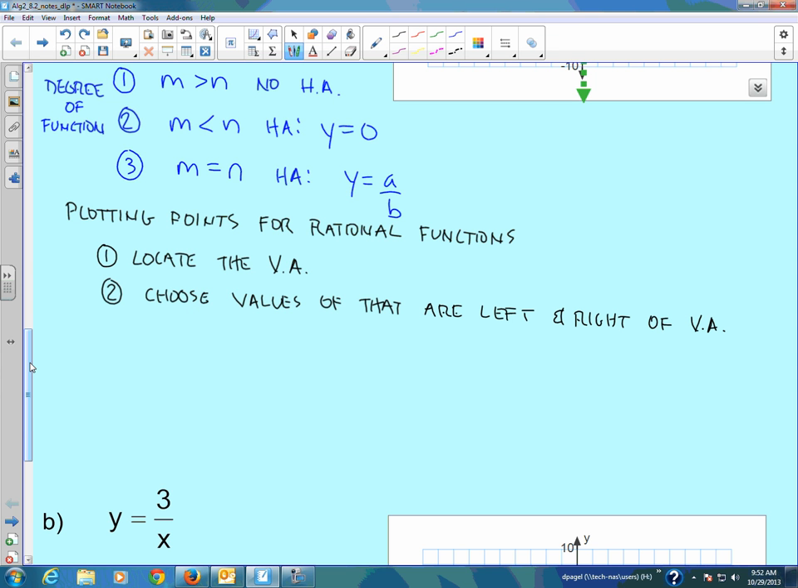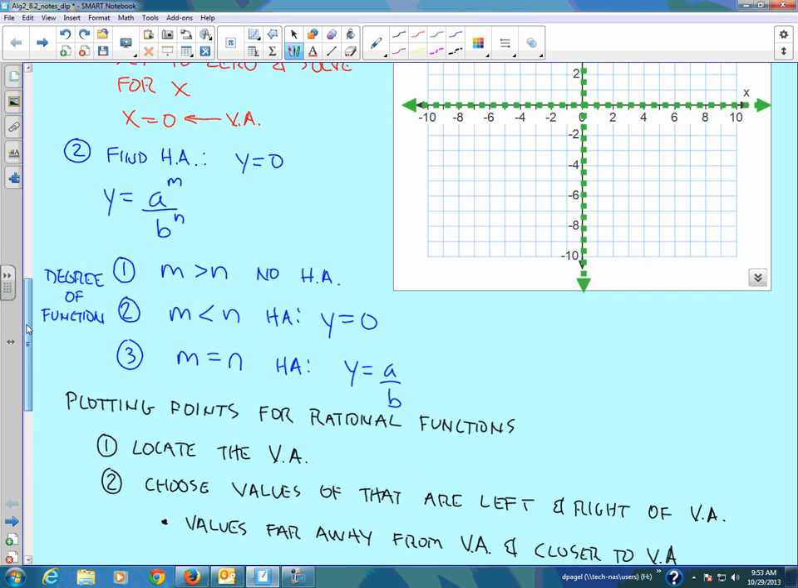Pick some values of x that are left and right. Specifically, I would always consider values farther away and closer to the vertical asymptote, right next to it. This gives us an idea of what's going on with the branch. So let's see how that plays out with this function we have.